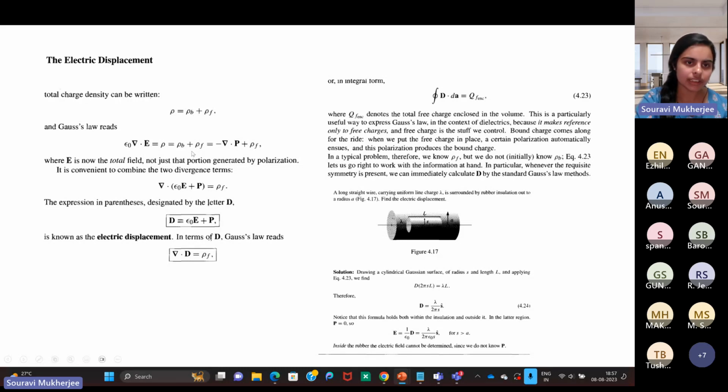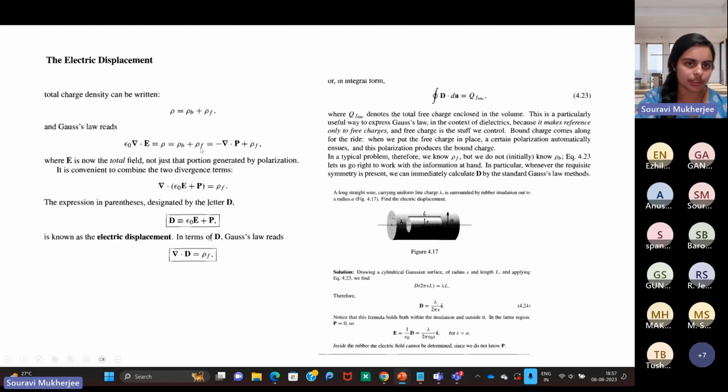And so for now, remember that one can express this bound charge in terms of the polarization. This is how the relation looks: it's given as minus divergence of P, where P is your polarization. I think in the coming classes we might have to derive this, or else if you want to see the derivation, you can look it up in any standard electrodynamics book. So this is how polarization is related to bound charges.